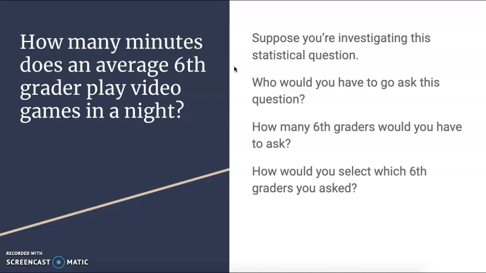And how would you select which sixth graders you asked? Would it be okay to just use your friends, or maybe just use your advisory, or just use your math class? Or does it have to be different than that? That's what we're going to be talking about.